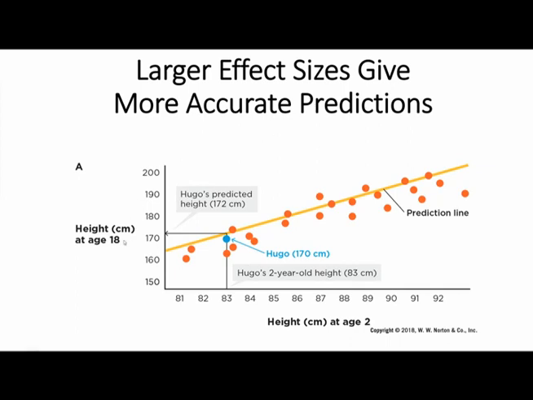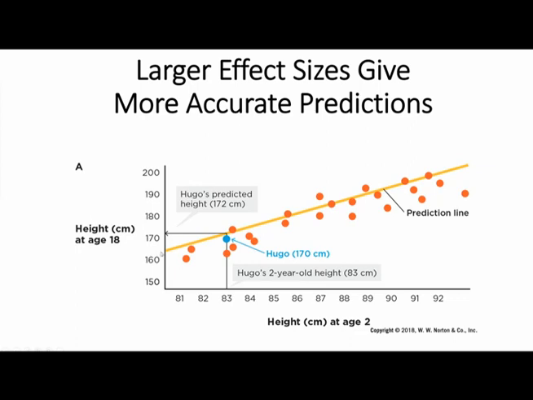So if we look at this graph here, we're looking at this child, Hugo, and we wanted to see how accurately we could predict his height based on different factors. We could look at Hugo's height at age 2, which is on this axis here. So how tall was he when he was 2 years old? He was 83 centimeters tall at age 2. Well, how does that compare to height at age 18? So when people stop growing.